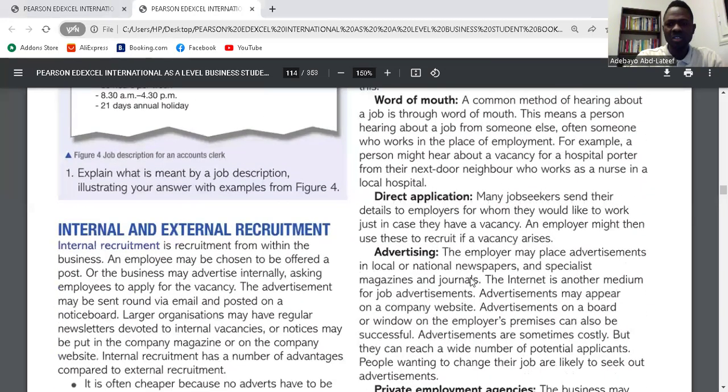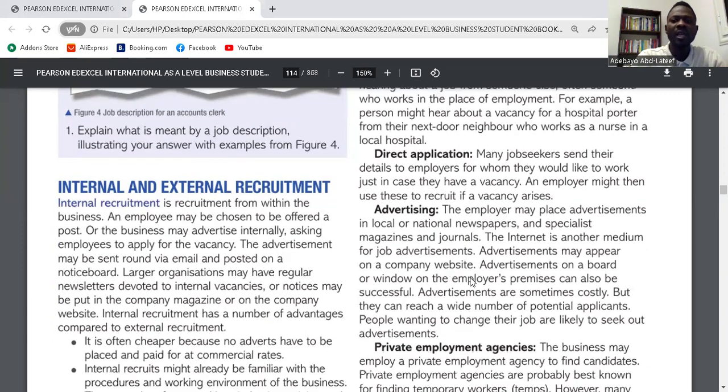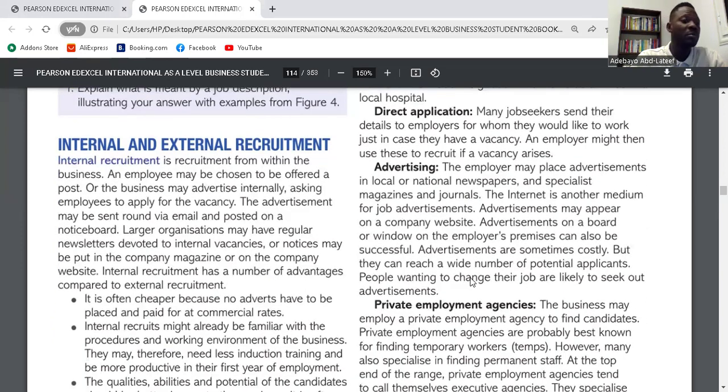Direct application. Many job seekers send their details to employers for whom they would like to work just in case they have a vacancy. Sometimes you just randomly send your CV to companies, and as soon as they have a vacant position that suits your skills and qualifications, they will call you up. That's the direct application. Advertising. That means you get it through maybe mass media or national newspapers or the rest.